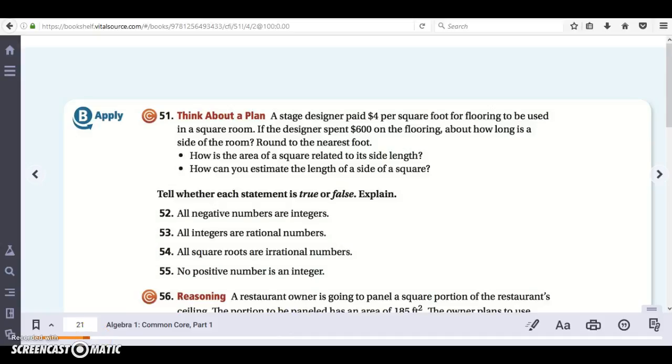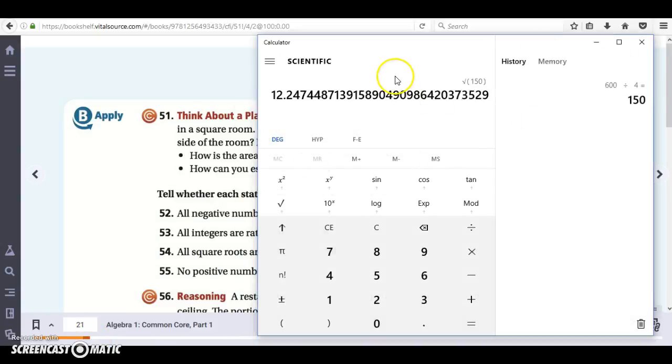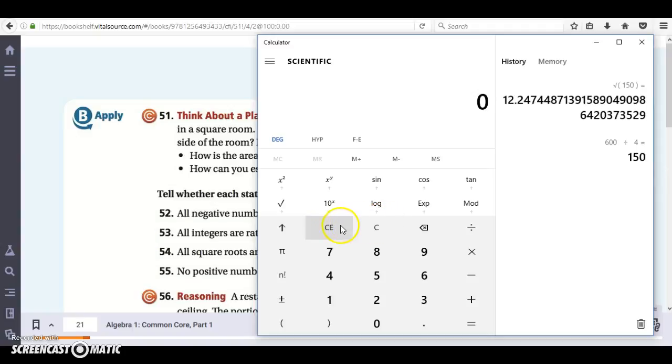So let me pull up my calculator. Here it is right here. And as you can see, I already did it. Let me clear it out. All right, so we'll put in here the square root of 150 in my calculator, and I get 12.247 and so on.